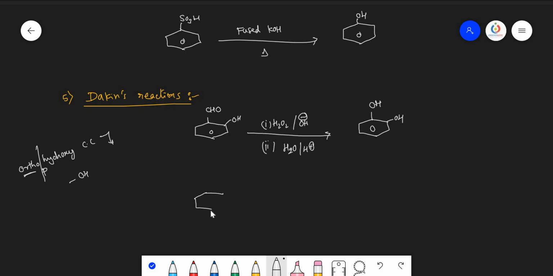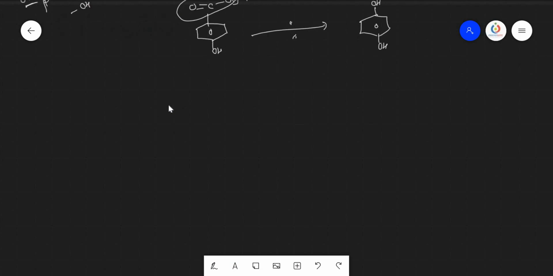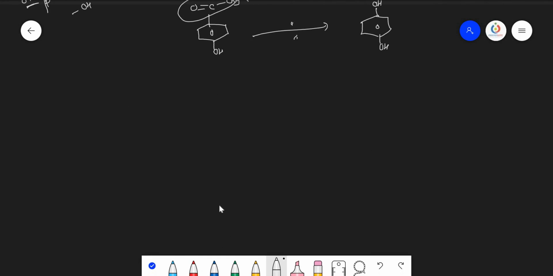Let us take another compound. Here what shall I take? I'll take a keto group. Now here I'll put the OH group at the para position. So the OH group is at the para position or ortho position, so that the entire group shall be converted to the OH group. So this is the importance of the Dakin reaction. Now let us see the chemical properties of this phenol.